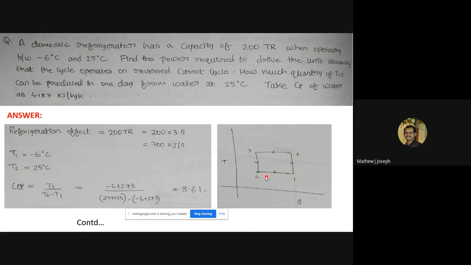So our temperature limits are T1 or T4, that is the lower temperature. For calculation sake, we are taking it as T1. So T4 or T1 will be minus 6 degrees Celsius. Then T2, the higher temperature, where T2 and T3 are the same, we take as 25 degrees Celsius. So here we are given T1 and T2.